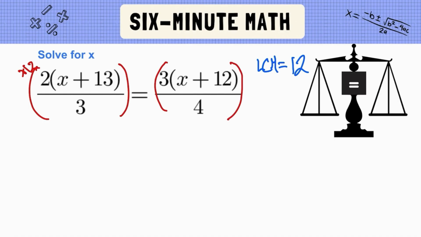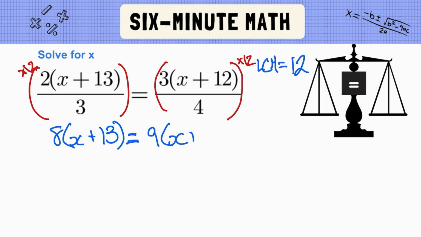Because I am doing it to both sides, I am not changing the equation at all. I'm just making it a little more simple to solve. 12 times my coefficient of my brackets 2 is 24, divided by 3 is 8, and then my bracket will remain the same of 8x plus 13, and that is going to equal 12 times 3 is 36, divided by 4 is 9, and that is multiplied by what's in the brackets.